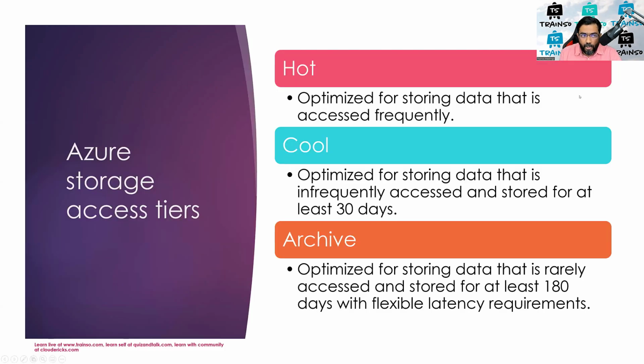And when it comes to blob storage, you have three different tiers. The default one is hot, which is optimized for storing data that is accessed frequently, your normal day-to-day operations. Then you have a tier called cool, optimized for storing data that is infrequently accessed and stored for at least 30 days. So if you have some data that you may not be using every day, and you have a use case where you need to store it for at least 30 days, and then whenever you need it, you immediately want it. In such cases, you can use cool.